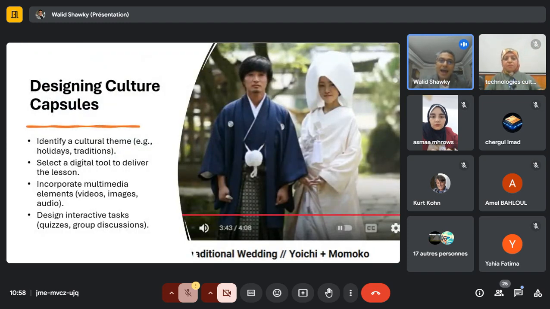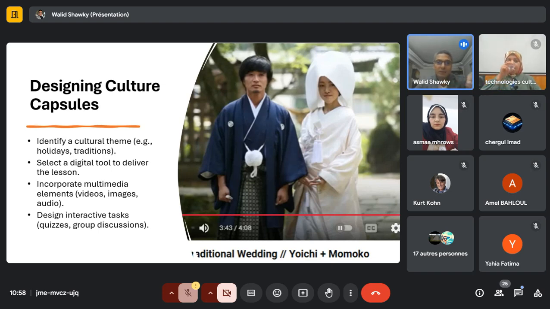So now, how are we going to design these cultural capsules? First of all, teachers need to identify the theme, and this theme will be based on the unit in the course book. So, for example, in the picture that we have now, I got a picture of a Japanese couple on their wedding. So they are wearing their Japanese customs or traditional wedding dress.